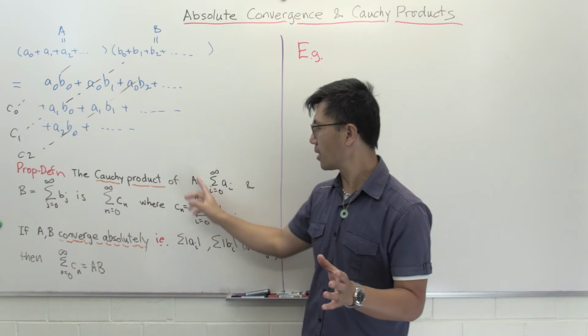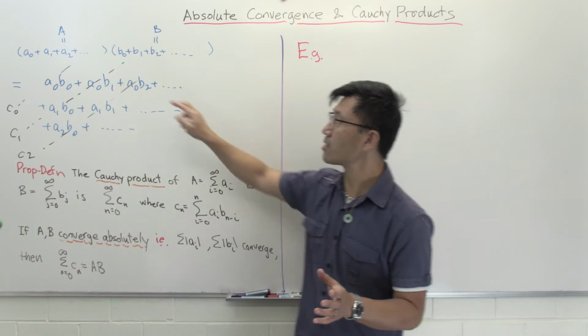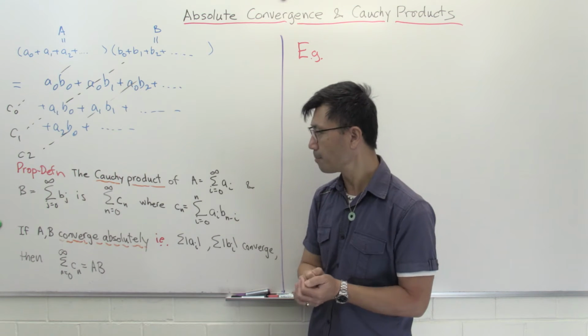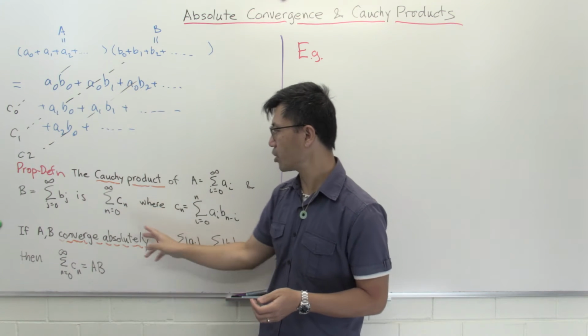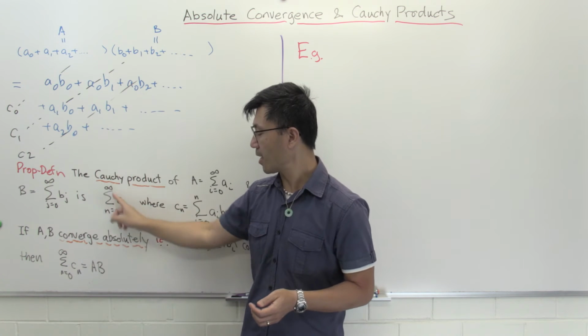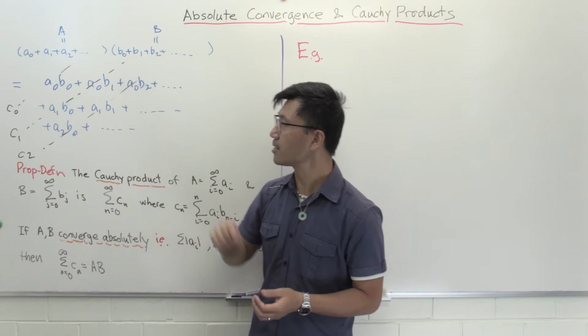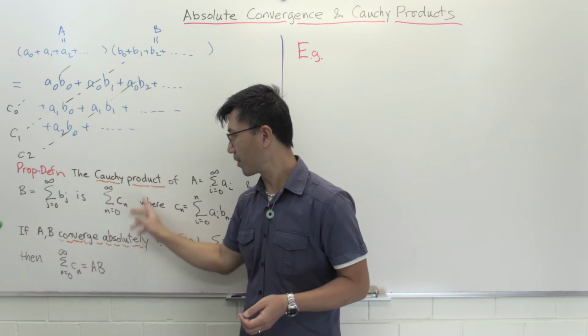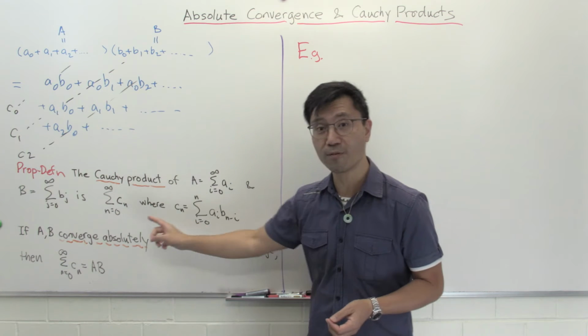Let's suppose A is the sum of these A_i's, as I've written here, and B is the sum of these B_j's. I'm going to define the Cauchy product to be the infinite series, the sum of these C_n's, and these C_n's are exactly what I've explained here. So let's write this down more formally, so you have a formula for it.